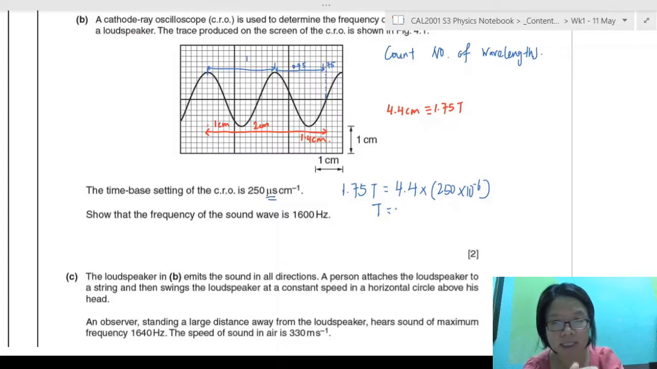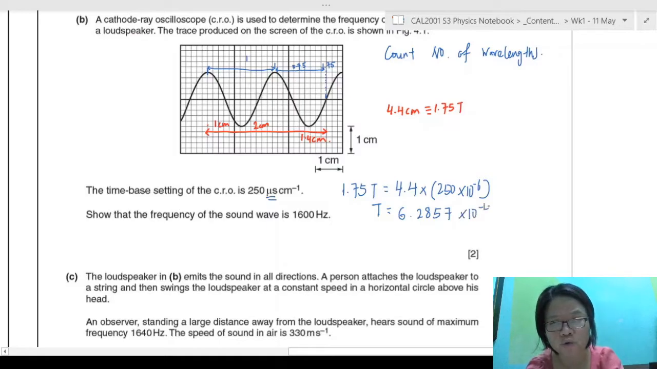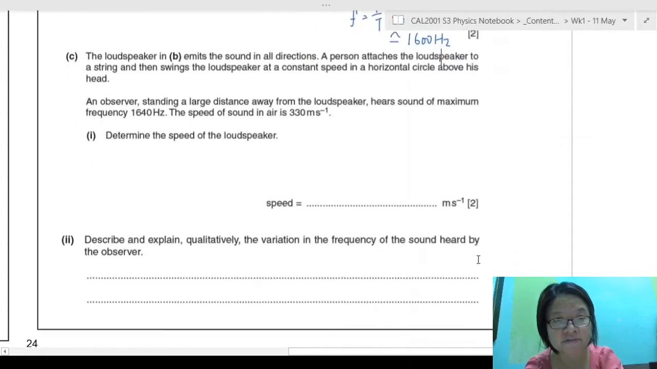This kind of intermediate calculation is important, especially when you're proving. So whenever you do questions like this, it's good to refer to the mark scheme to see where the marks are, because I think this 6.28 times 10 to the power of -4 got 1 mark. Anyway, f is 1 over T. If you invert this, I think you will arrive at 1590 Hertz, okay, which is close enough to 1600 Hertz when you round it to 2 SF.